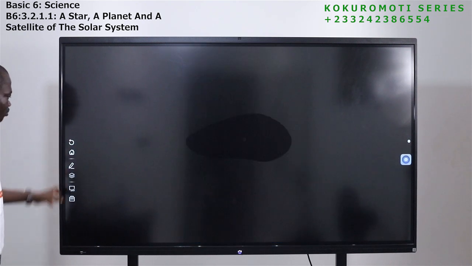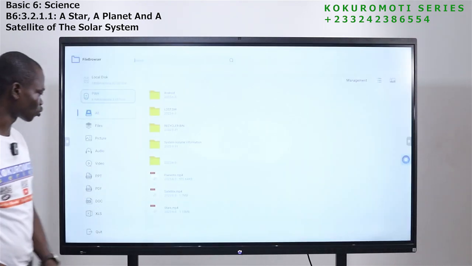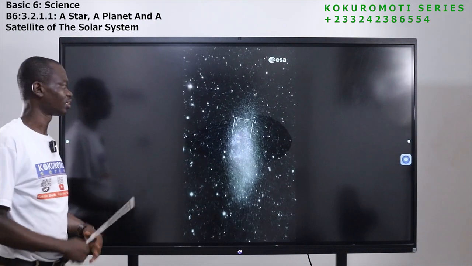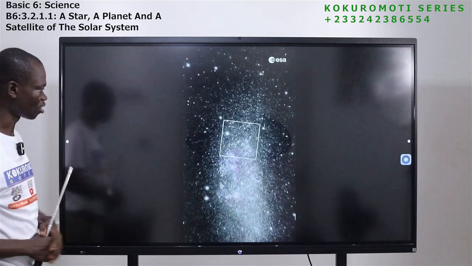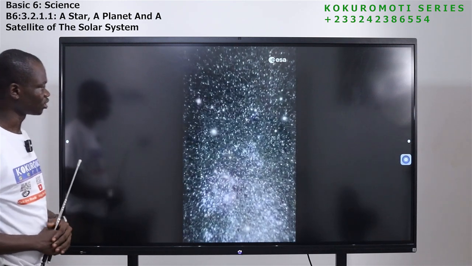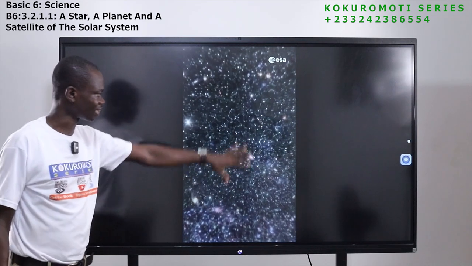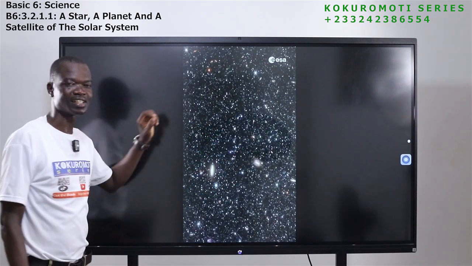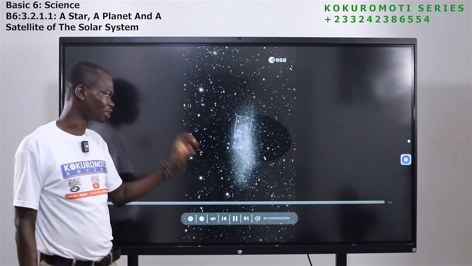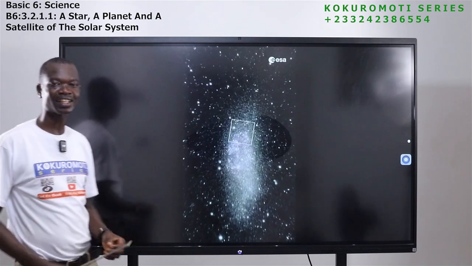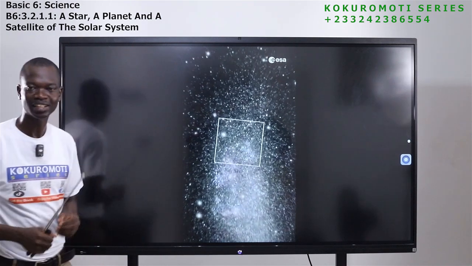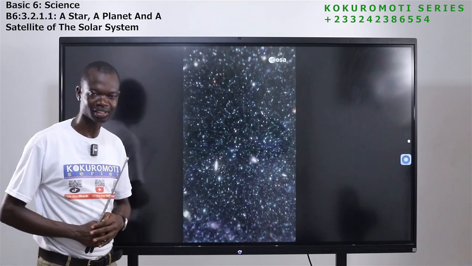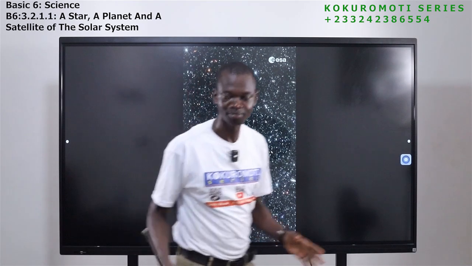Now let's go back and look at the last one, stars. So this is a picture of stars, or this is a video of stars. Have you seen it? All these are stars. They are of different sizes and colors. They are able to produce their own light. They are able to produce their own heat. So stars are objects that are able to produce their own light, and they are also able to produce their own heat.